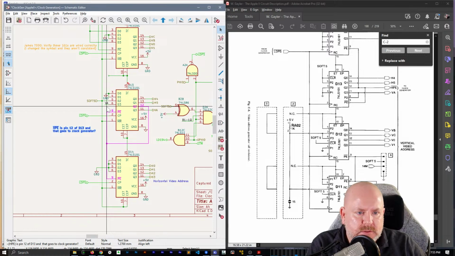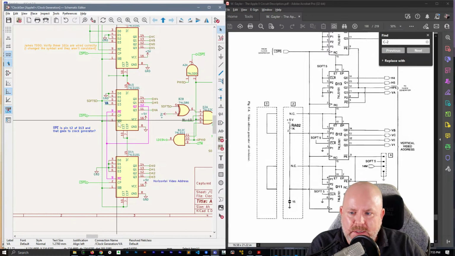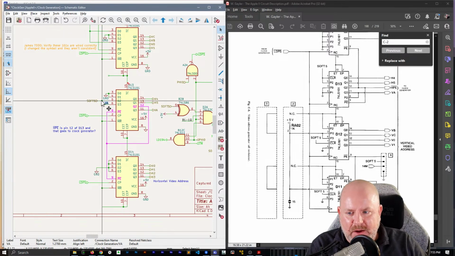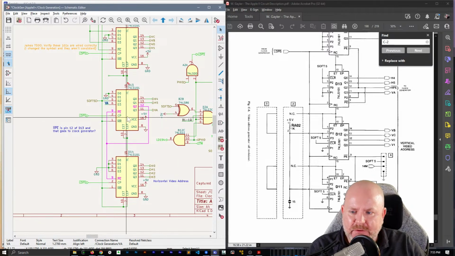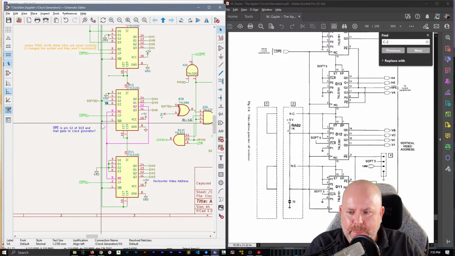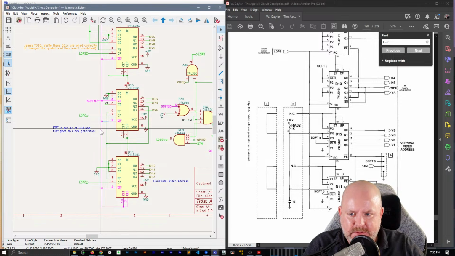They're not. Yes, they are. The numbers 5 and 6 are different things. My bad. Okay, so pin 1 and pin 5 are connected together, right? And that's soft 5.